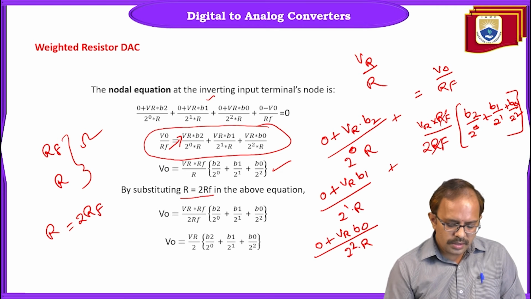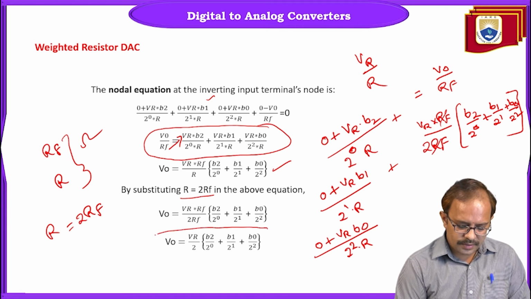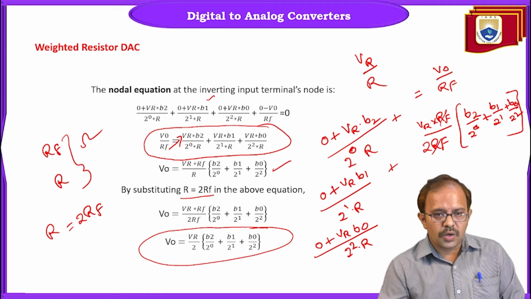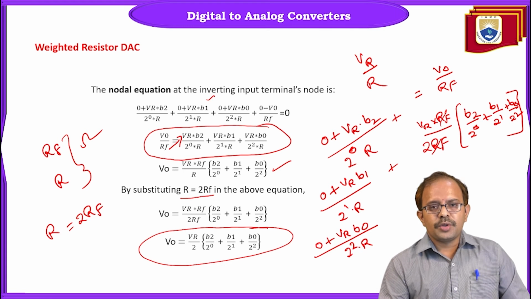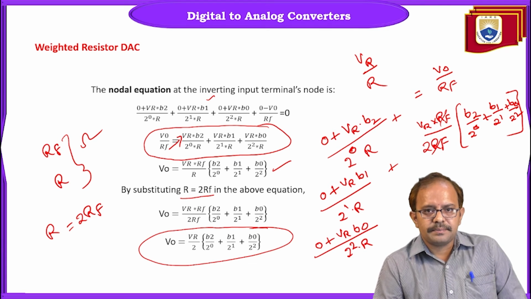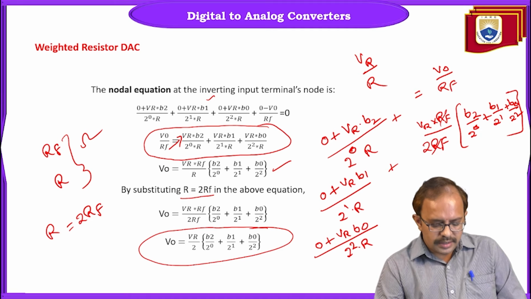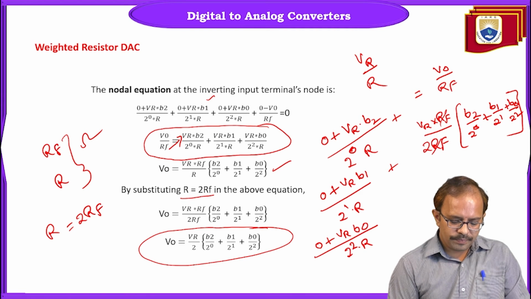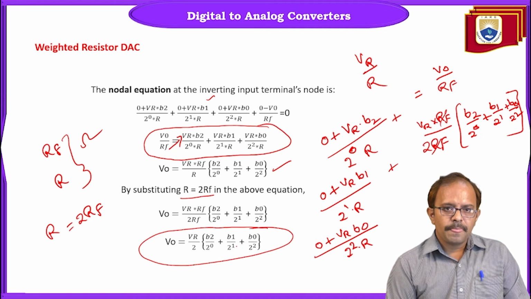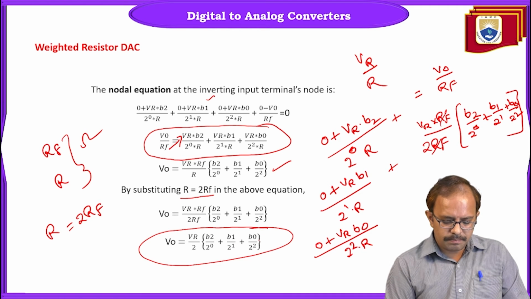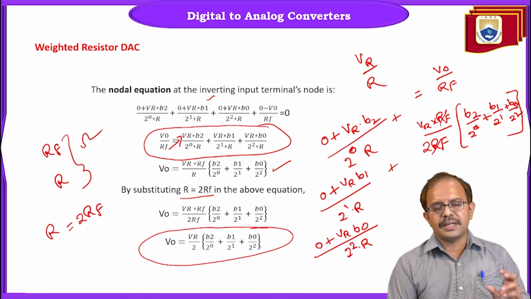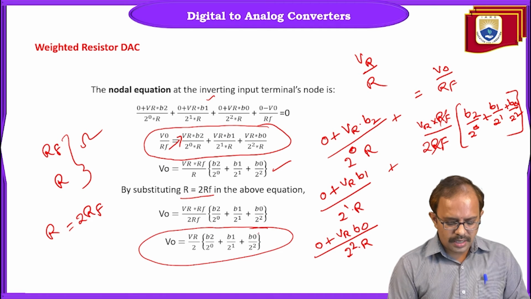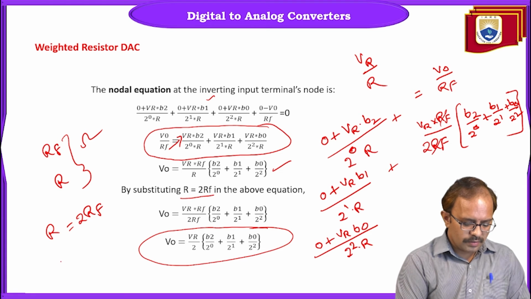So the leftover equation is the output voltage due to the processing of the 3-bit data B0, B1, B2, which is going to be VR by 2 into B2 by 2 power 0, B1 by 2 power 1 and B0 by 2 power 2. This will give you some magnitude in volts. And what is VR? VR is nothing but the reference voltage.